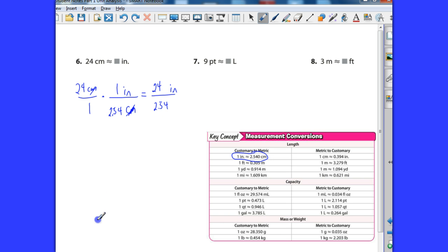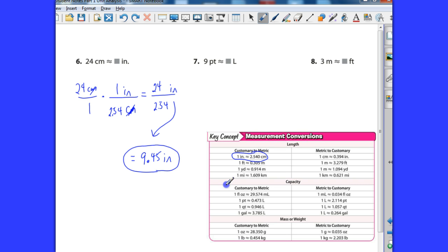So here at this point, you're going to have to do a little math. You have 24 divided by 2.54. So let's grab a calculator and work that out. I just did that on my calculator, and it says to round off to the nearest hundredth, so it was 9.45 inches. And that works.